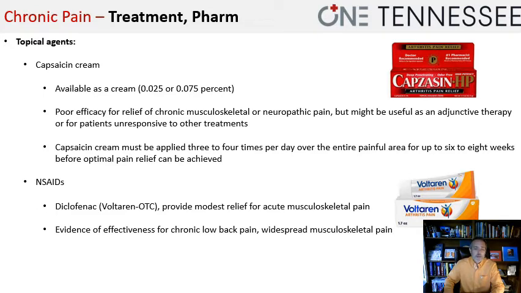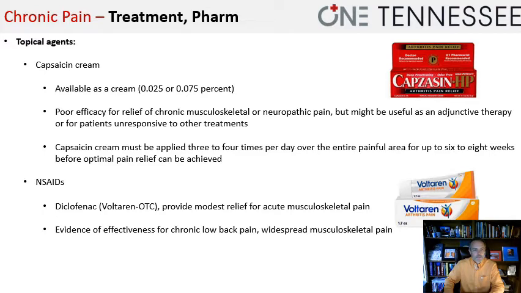I mentioned that we have a newer NSAID that's over the counter. That's the Voltaren gel, or diclofenac. It provides modest relief for acute musculoskeletal pain, and evidence of effectiveness for chronic low back pain and widespread musculoskeletal pain. And this is really good for maybe some older patients that can't tolerate oral NSAIDs and really need something at the point of the pain. So really great for osteoarthritis and those type pains.